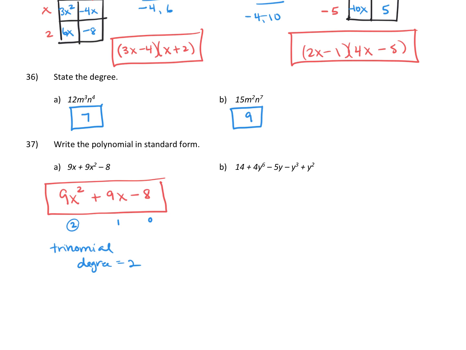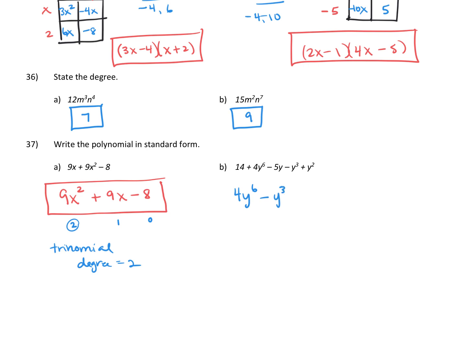All right, part B. Standard form, look for your highest exponent. We have this y to the 6th. Do we have any other y to the 6th powers that it will combine with? We do not, so that 4y to the 6th will be our first term. Now I'm going to go in descending order. I'm looking for a y to the 5th. We don't have any of those. I'm going to look for a y to the 4th. Nope. Then a y to the 3rd. Oh, right there. We're going to subtract y to the 3rd.